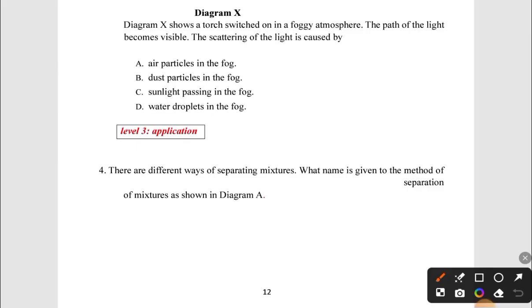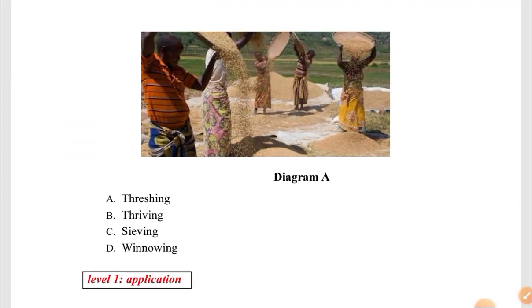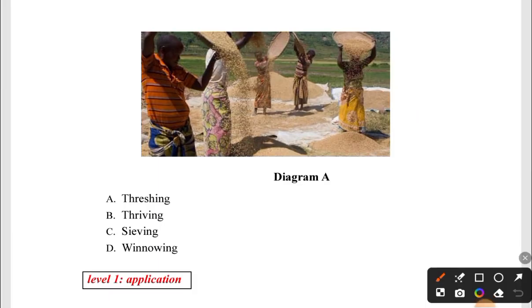Then question 4. There are different ways of separating mixtures. What name is given to the method of separation of mixtures in diagram A? So on the next page, looking at this diagram, the method of separation of mixtures is winnowing, D.